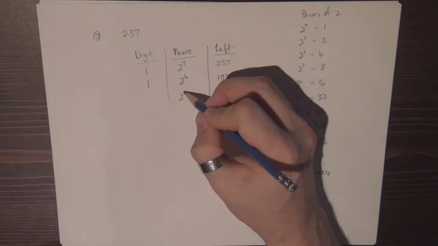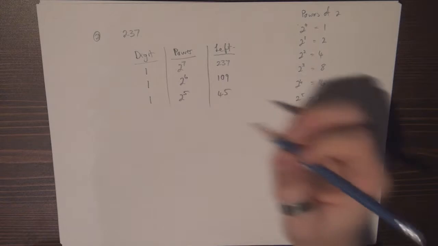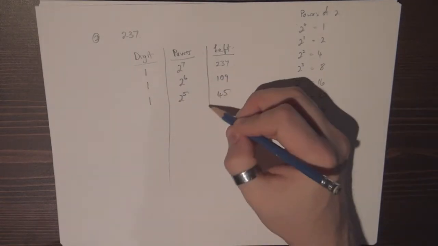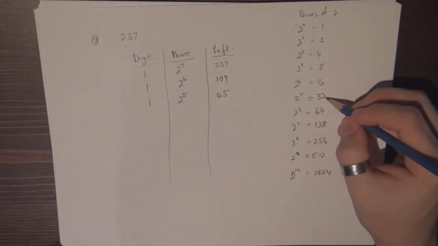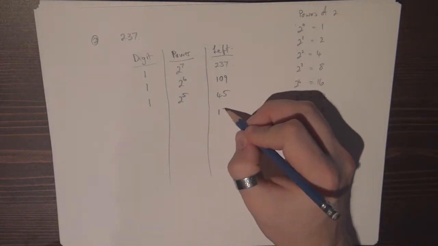Next power of 2 is 2 to the 5. I can fit it in, it's 32. So I fit in 1. Let me extend my lines here. I've used 32. How much do I have left? Well, the difference is 13.